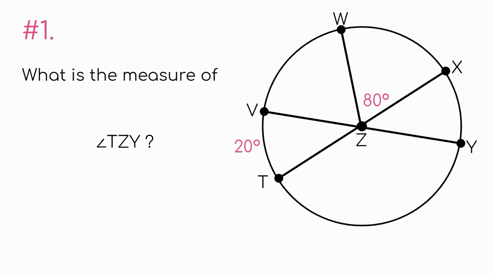All right, so here's a new circle. So we want to find the measure of angle TZY. So first you want to find the angle. TZY is this guy right here. And you want to find the measure. So remember our tips: 1, diameters; 2, vertical angles; 3, circles add up to 360. So take a second, try to figure that one out.